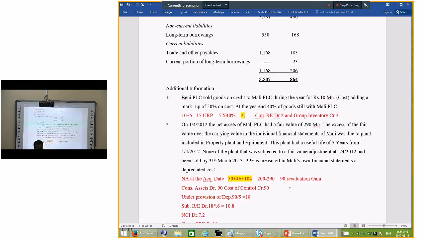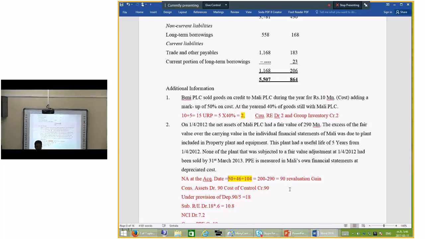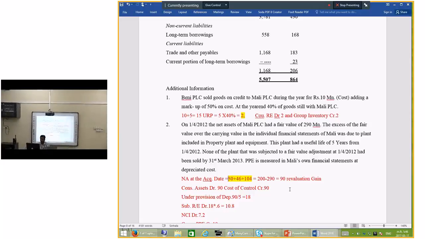Got it? Then the double entry for revaluation gain, or we can say fair value excess. What's the double entry? Consolidated asset account debit. Why? We need to increase asset value. And credit to cost of control account 90.